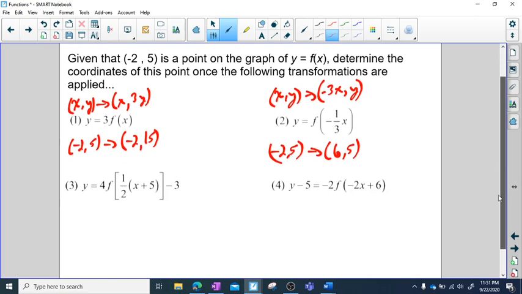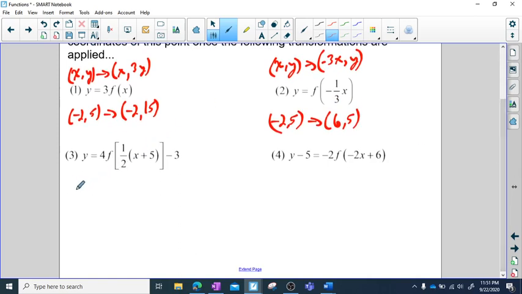All right, let's put some more transformations into play. So this one, my mapping would be, so let's start with the x's. Remember, the x stuff is inside the function. You're going to double the x's, and then you're going to move it left 5. So left 5 would be that. You're going to multiply the y's by 4, and then you're going to move them all down 3.